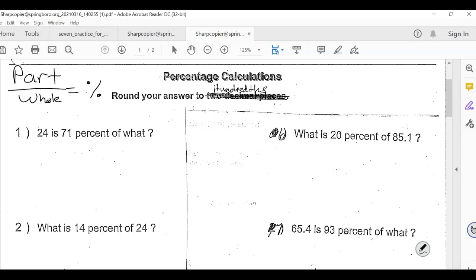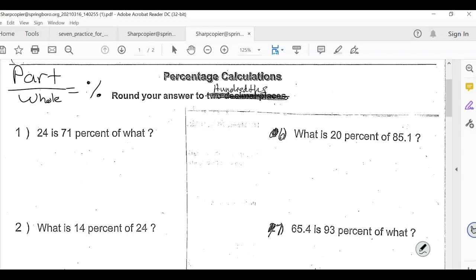Relate it back to a test. The whole is how many questions are on that test. The part is how many you get right. To figure out your percent, you divide them. It's going to give you a decimal, but we can have a percent in decimal form. Everyone good with that? All right.